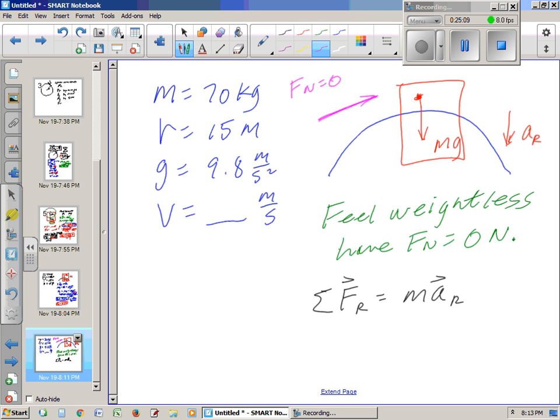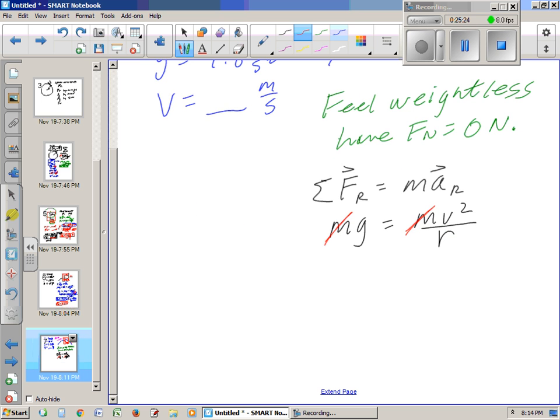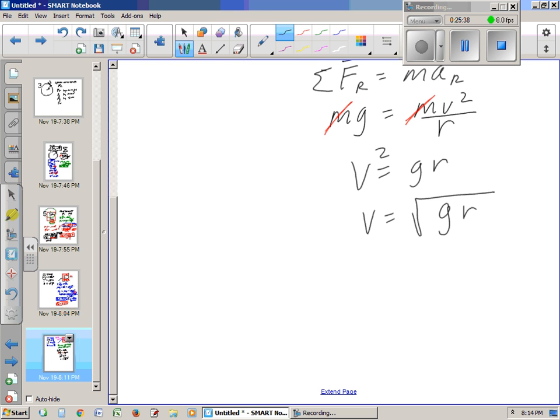So let's substitute in, and down here the sum of the forces is just mg, and m a radial is mv squared over r. Not too much complication here. Cancel out those two m's. What we find out is that the speed that he would have would be v squared equals gr. Or if you want to solve for v alone, it would be the square root of gr. Not too much going on here, so let's put the numbers in and see what we have.